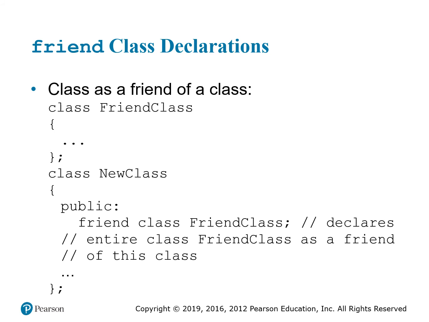You can even declare an entire other class to be a friend of this class. New class has friend class, and that means that all of the member functions of friend class can access the private variables of new class. This is kind of a dangerous thing to do. It sort of defeats the purpose of encapsulating your data as private, but if you have an overriding programming reason to do it, then it is built into the C++ language.